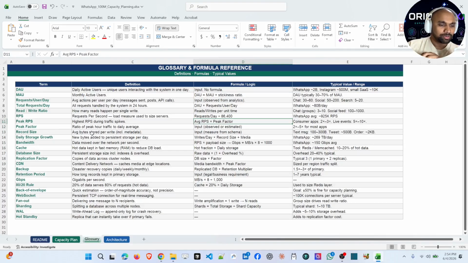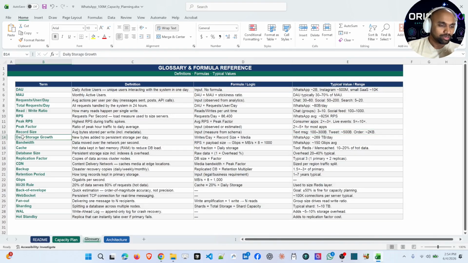Record size, average bytes stored per write. Usually it will be 2 to 5 for most applications. Sorry, record size. For a text message it will be around 100 to 300 bytes. If it is something like tweets, then it will be 500 bytes.